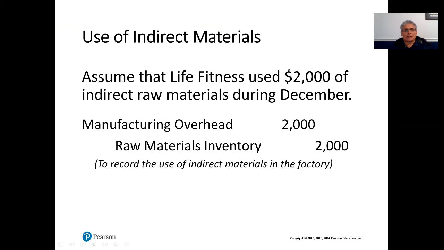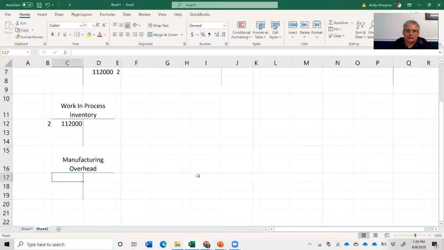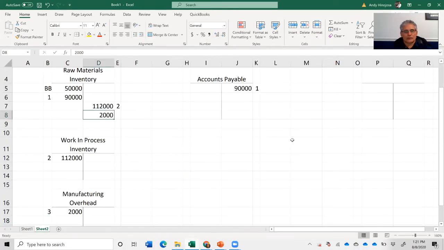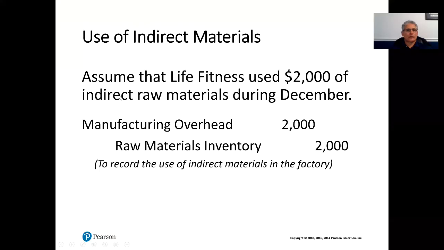Now, our raw materials include some indirect materials. So let's assume that Life Fitness used 2,000 of the indirect raw materials during December as well. We're going to create an account called manufacturing overhead. We're going to debit manufacturing overhead for $2,000. That's going to be number 3. And we're going to credit raw materials inventory for $2,000. So 140 is what we had. We took out 112, put that in work in process. 2,000 we took out and put into manufacturing overhead. But what we put into manufacturing overhead is simply the indirect materials.